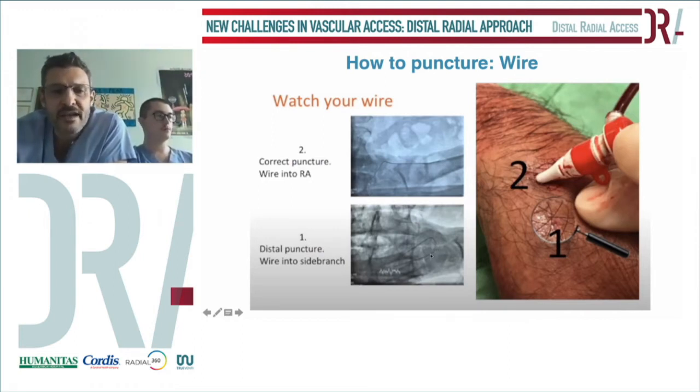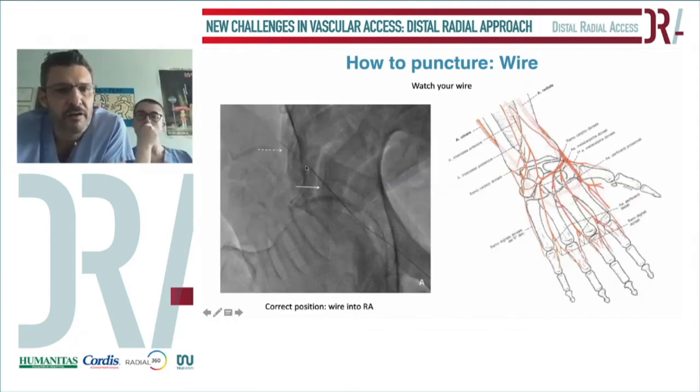So in this case, this is not really a failure, but the wire went into a side branch, in this case the dorsal branch. So you have to check with the X-ray, and then you have to withdraw the wire and redirect the wire through the snuff box and then through the forearm. So this is an example of a correct progression of the wire.